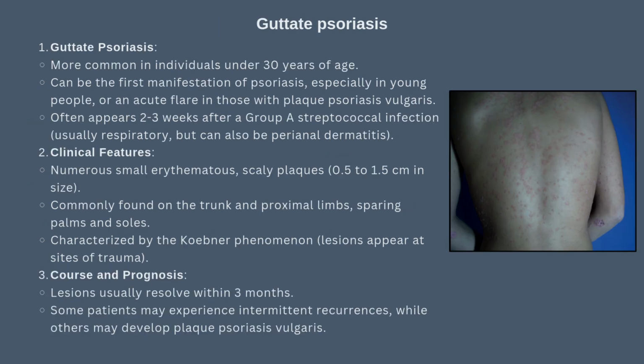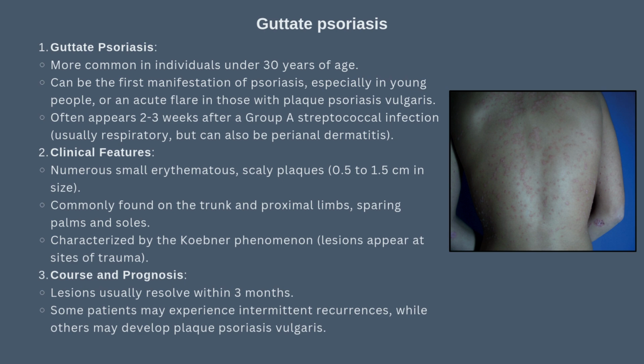Guttate psoriasis. Guttate psoriasis, more common in individuals under 30 years of age, can be the first manifestation of psoriasis, especially in young people, or an acute flare in those with plaque psoriasis vulgaris. Often appears 2 to 3 weeks after a group A streptococcal infection, usually respiratory, but can also be perianal dermatitis.